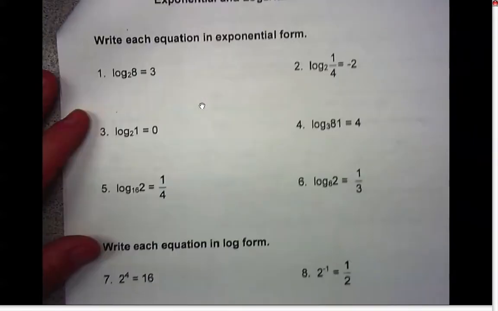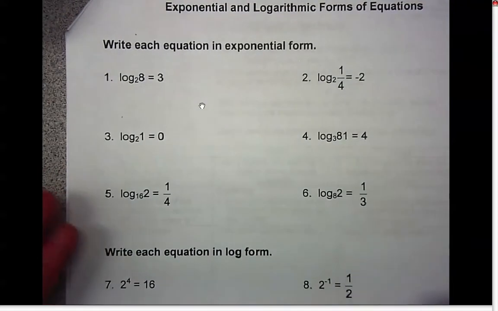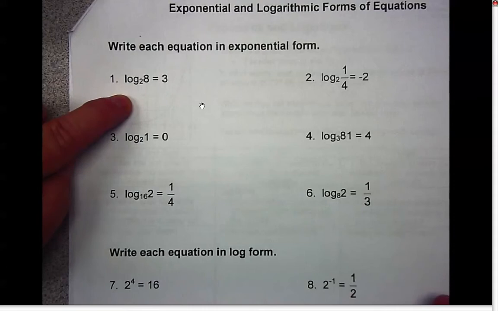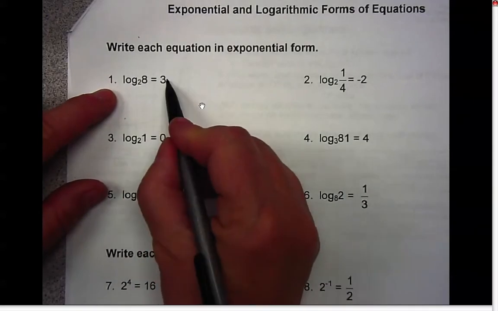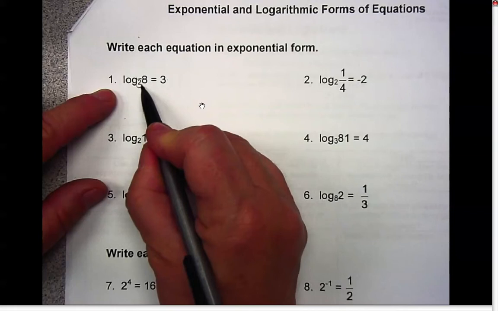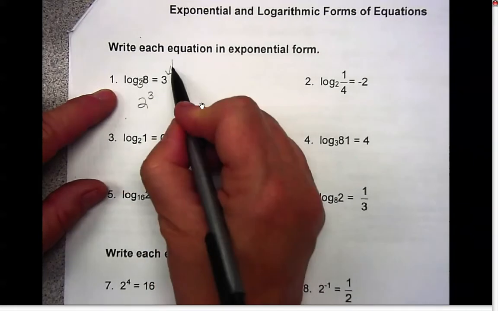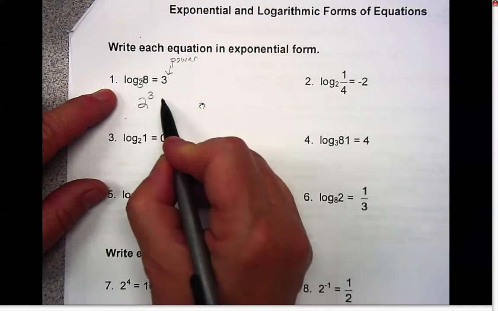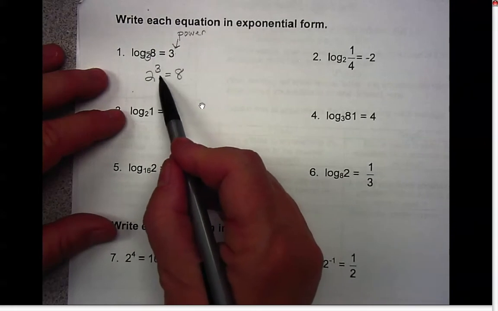Then on the back, or on this page, all we're doing is practicing rewriting log equations into exponential equations and exponential equations into log equations. So let's start with number 1. If you wanted to change this to an exponential equation, you start with a base: 2 to the 3rd power, that's your power or your exponent, equals 8. Then you can do all these. Does that make sense? 2 to the 3rd power, 2 times 2 times 2, is 8.